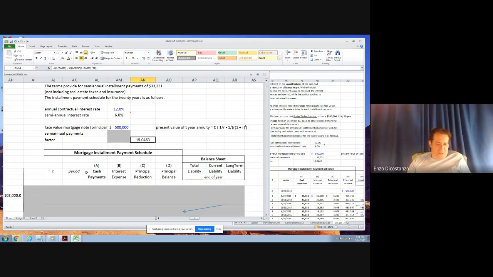That's the factor, from the formula. And then what you'll do is say equals the present value divided by this. And there's your 33,231, which is right here.